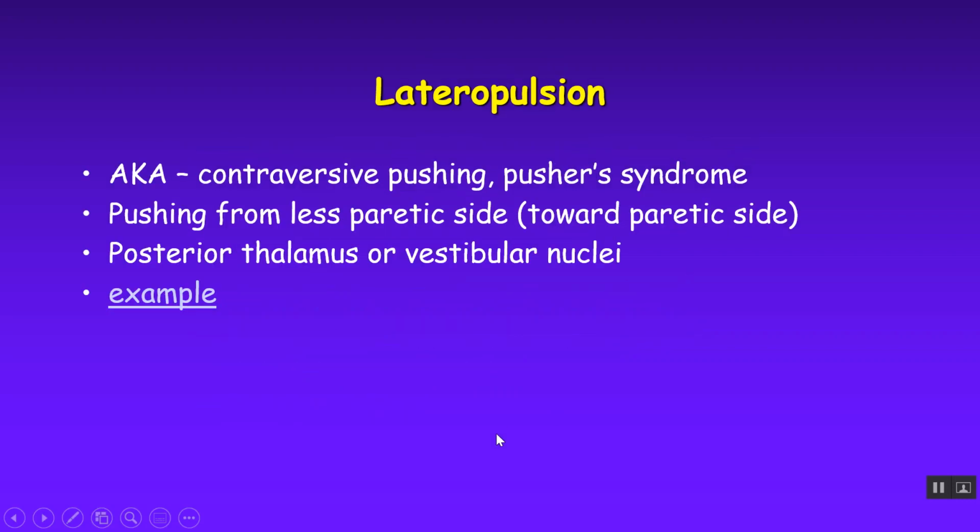We mentioned lateral pulsion, which is also known as contraversive pusher syndrome. They tend to push themselves towards their paretic side. It tends to be associated with thalamic lesions, especially the posterior thalamus, or the vestibular nuclei. So sometimes brainstem lesions in the vestibular nucleus can lead to lateral pulsion. Let's see, here's an example video.